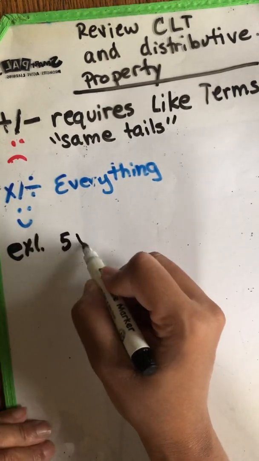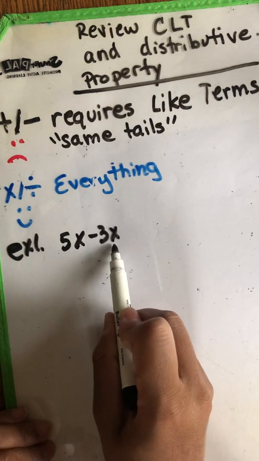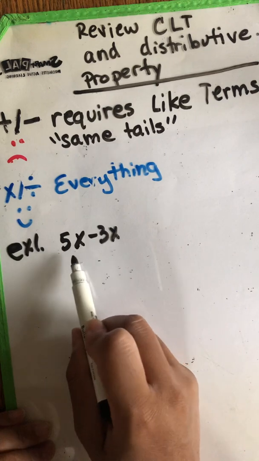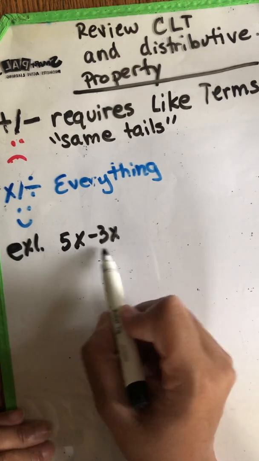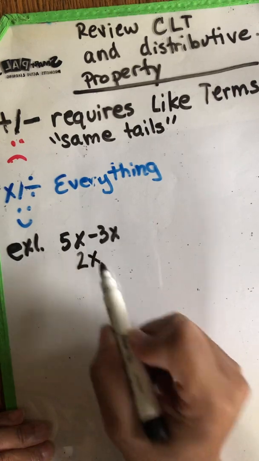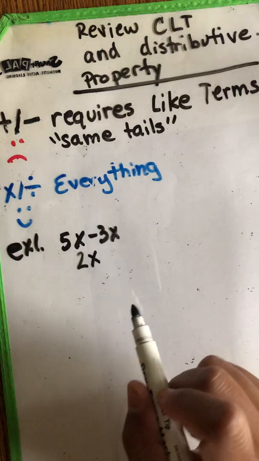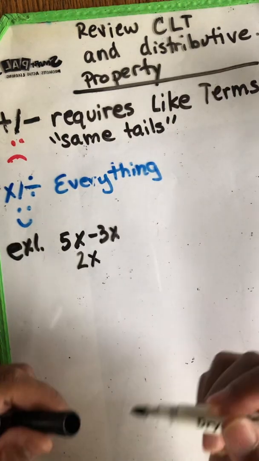I could do a 5x minus a 3x. 5x minus the 3x, they both have the same exact variable, the same exact tail, so I'm allowed to combine them. 5 minus 3 is 2. And then I just drop down the variable. Do not change the variable. Do not make it look like something else.